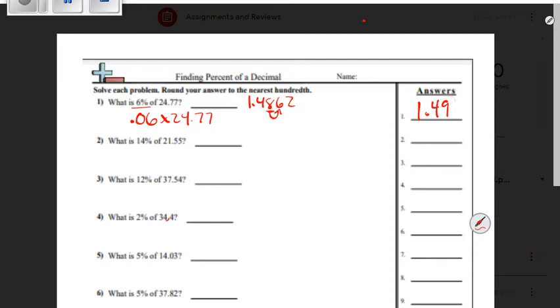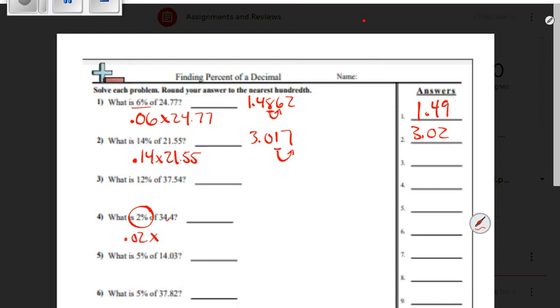The next one there is 14%. So I'm going to go 0.14 times 21.55. And I get 3.017. Again, go to the second digit, look behind. So it's 3.02.